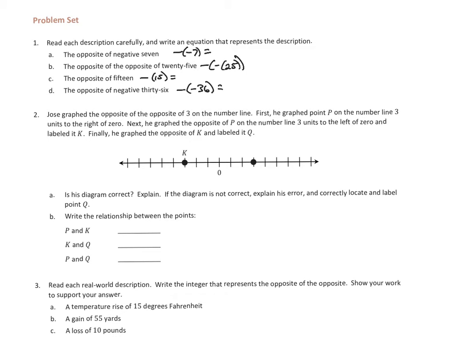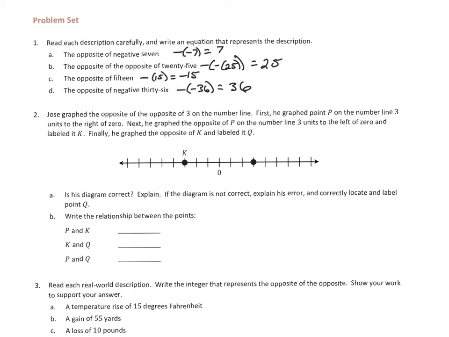Okay, for the first one, the opposite of negative 7 is 7, positive 7. For B, the opposite of 25 is negative 25. For C, the opposite of negative 15 is positive 15. And for D, the opposite of negative 36 is positive 36.